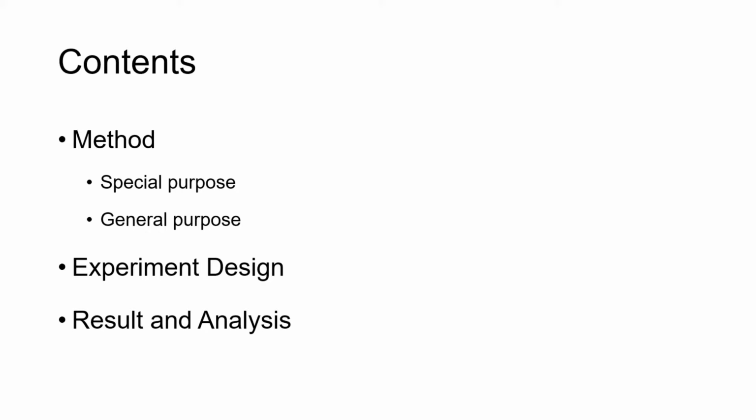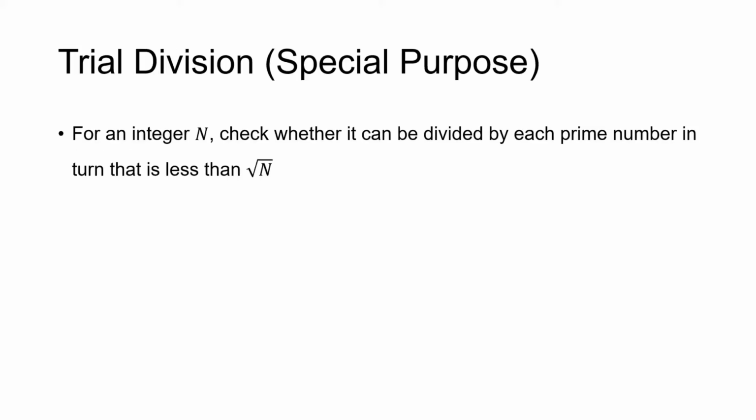After that, we will talk about how we design experiments and analyze each method. First, trial division. For each prime number less than square root of n, we check whether it divides n. If it does, it's one factor of n. Obviously, this method is quite simple but also inefficient.